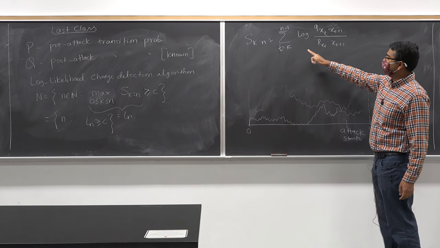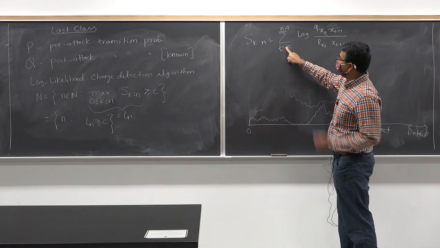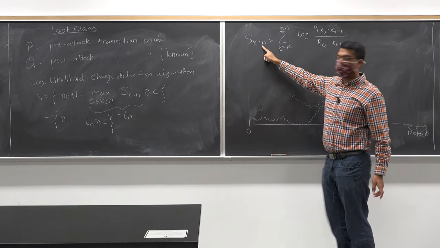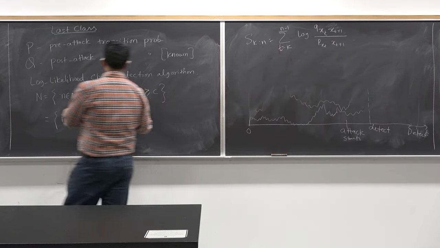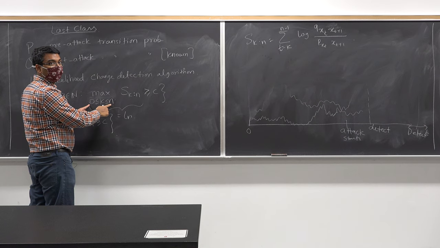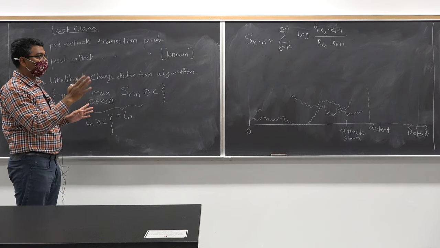So what's happening here is you have to compute this sum and you have to store it in the memory, S_k^n, and then at every point of time you have to compute this max from 0 all the way to n. At every time, n.